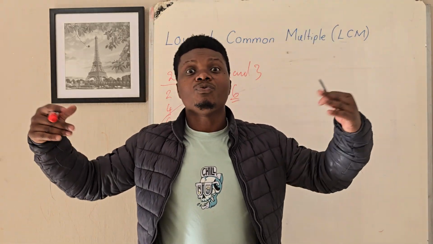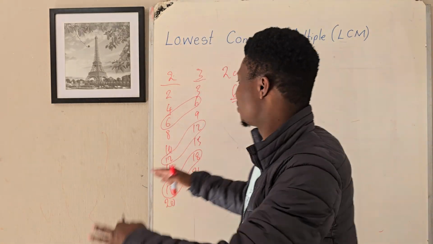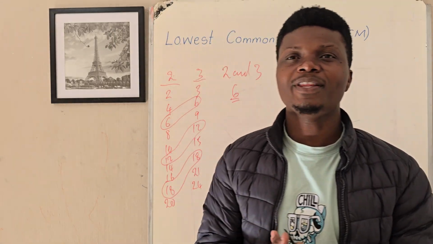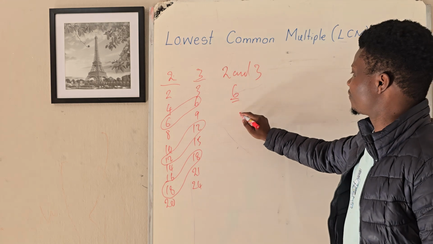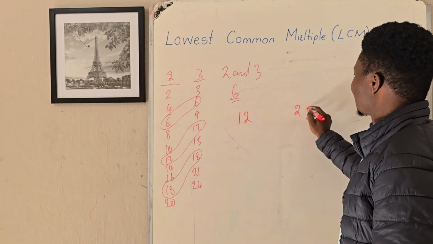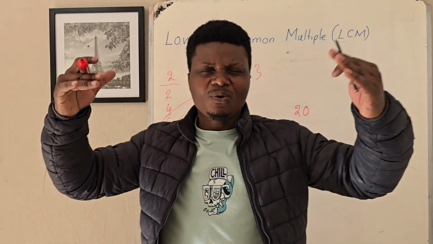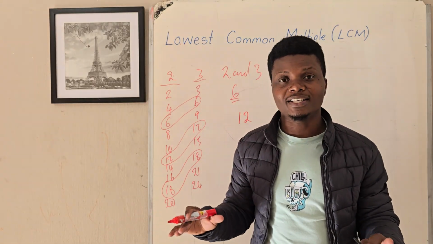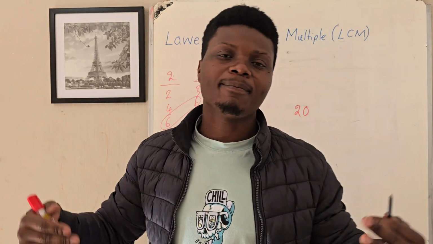Sometimes when numbers get really big, it gets confusing to list all their multiples. For example, what if I say, give me the lowest common multiple of 12 and 20? So that means you have to write all the 12 multiples, 12, 24, 36. That's quite a lot. So we use a method called prime factorization.